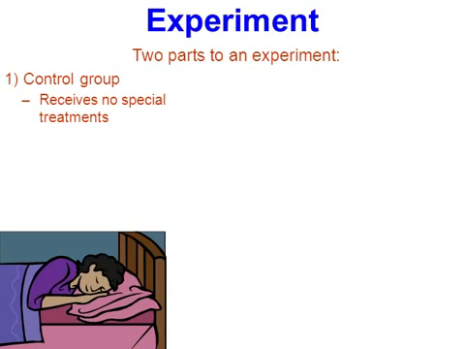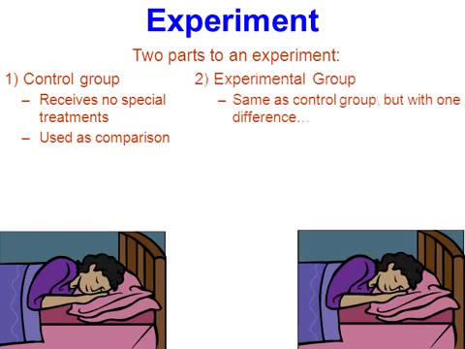Okay, so now we move on to the actual fun experimental part of the scientific method. This is where we design an experiment. When we design an experiment, there are 2 parts, 2 groups. The first group is what we call the control group. And what's so special about the control group? Nothing. Literally nothing. The control group is the group of test subjects that receives no special treatment. The purpose of the control group is to use it as a comparison. What are we comparing it to? We're comparing it to the second part of an experiment, called the experimental group.